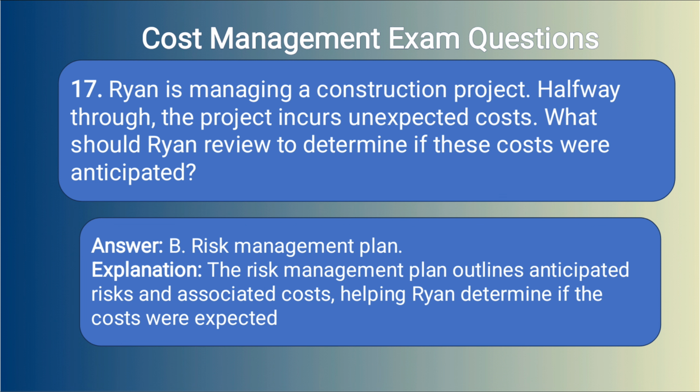Answer: B. Risk management plan. Explanation: The risk management plan outlines anticipated risks and associated costs, helping Ryan determine if the costs were expected.